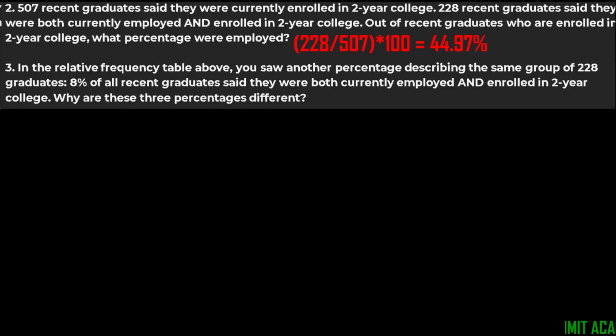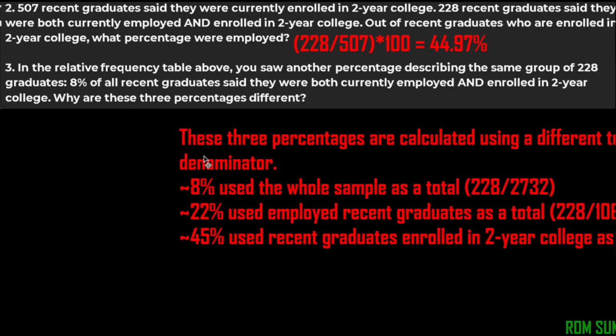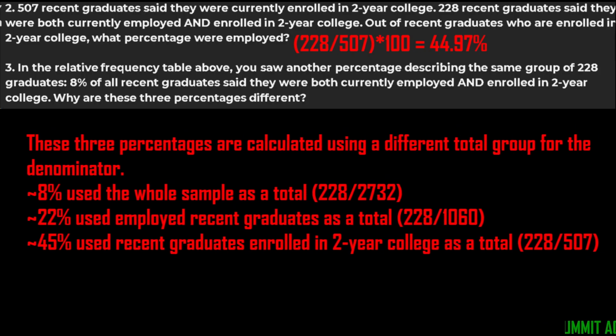Then for number 3, it says in the relative frequency table above, you saw another percentage describing the same group of 228 graduates. And it says 8% of all graduates said they were both currently employed and enrolled in two-year college. Why are these 3 percentages different? So this is going to be a little bit to write on, so make sure that you're just taking a deep breath. It'll be okay as you write this. But it says these 3 percentages are calculated using a different total group for the denominator. So that's why those change.